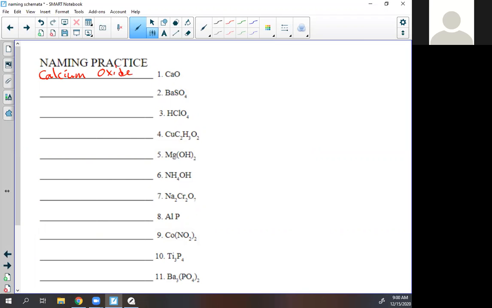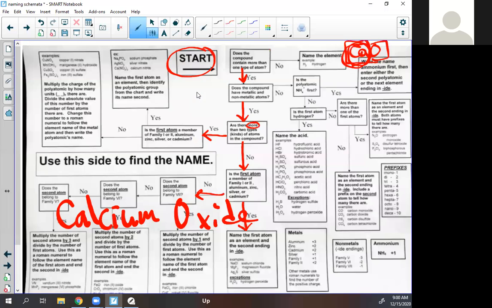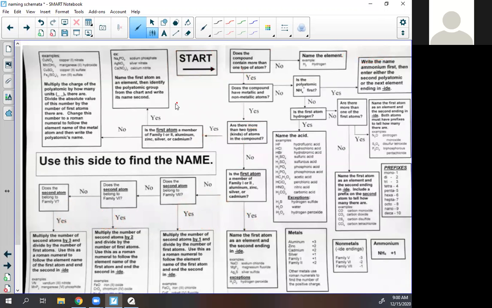All right, let's move down to BaSO4. Here we go. BaSO4 is what I'm looking at. Does it contain more than one? Yes. Is barium a metal? Yes, it is. Now, this is a yes this time. Look, are there more than two types of atoms? The answer is yes, because there's barium, sulfur, and oxygen. Is barium a member of family 1 or 2? Yes.